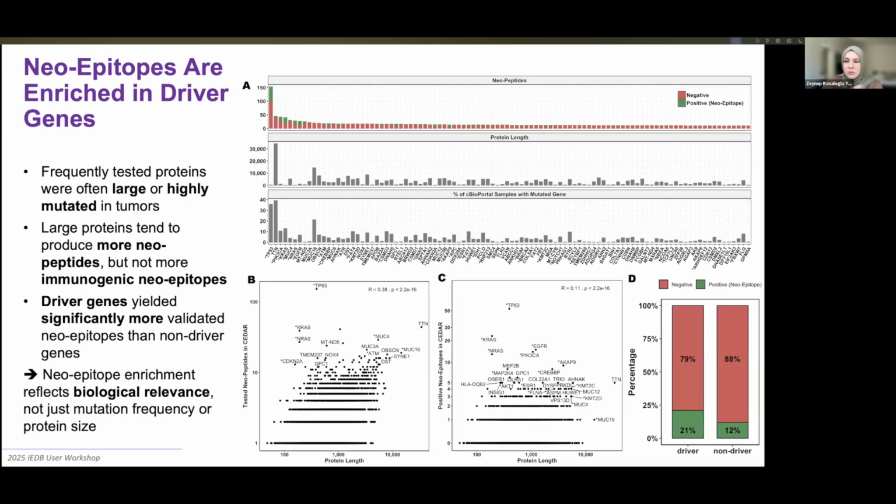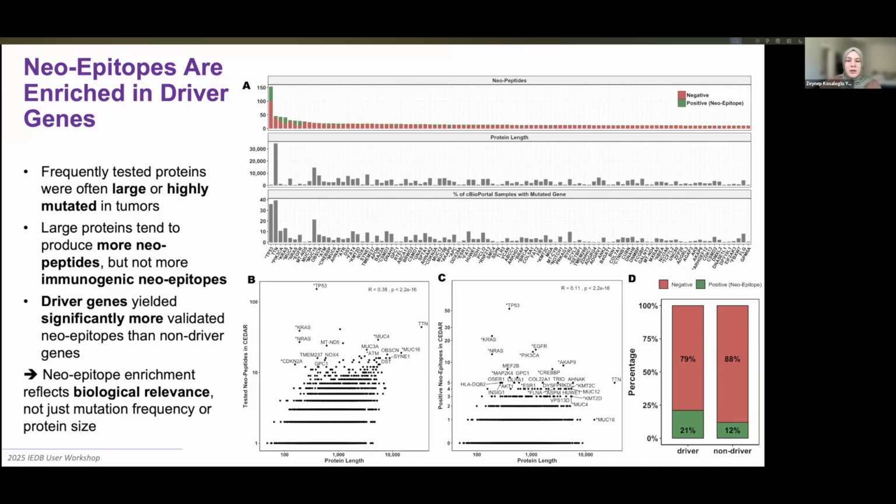We can see that many of these proteins, the top 100 ones, are either very large, as we can see here, where we have some spikes, or they come from recurrent mutations, as we can see by these spikes in the cBioPortal data. We also found a significant correlation between protein length and the number of tested neopeptides, which makes sense because the larger the protein is, there is just more sequence where a mutation can occur and generate a neopeptide. However, when we look at the number of neoepitopes that had a T-cell response, this correlation is much weaker.